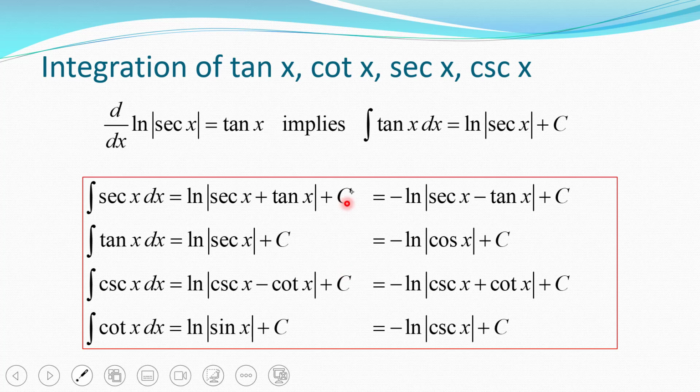So these are the positive versions of the integrations. These are the negative versions. I suggest you memorize 1 pair for each. Don't memorize multiple pairs. It's just confusing. Myself, I memorized these because these wind up being easier for applications. Your book suggests you use this one for the integration of tangent.